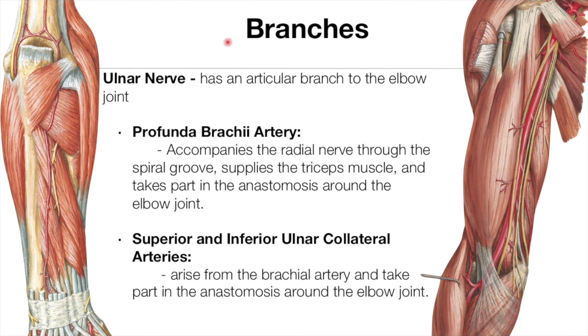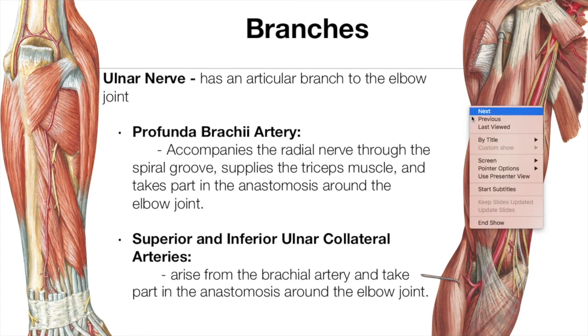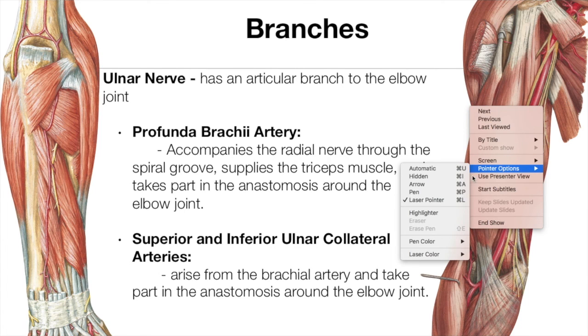Okay, so the branches of the ulnar nerve: it has an articular branch to the elbow joint, and it is correspondingly distributed along these two arteries. So the profunda brachii arteries, otherwise known as the deep brachial arteries, accompany the radial nerve through the spiral groove and take part in the anastomosis around the elbow joint. So this is the profunda brachii artery. It is a little small, as you can see with the laser. Okay, I'm going to draw on it.